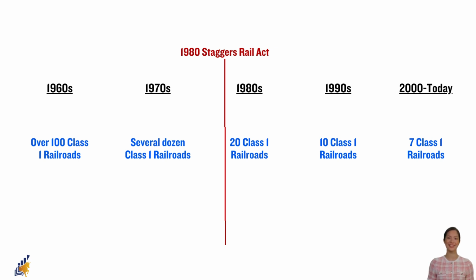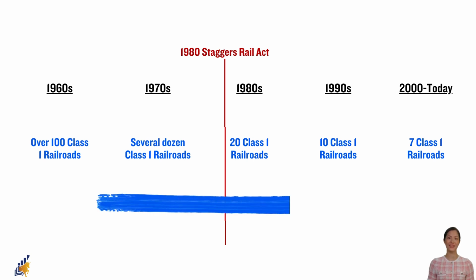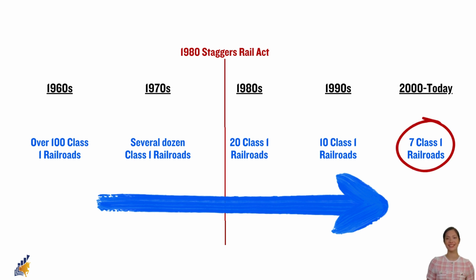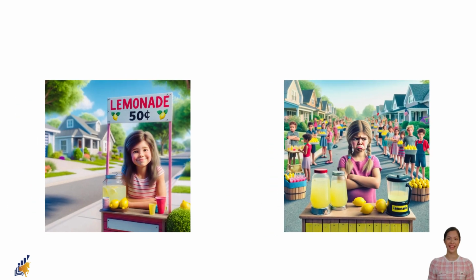In the 1960s, the United States boasted over 100 Class I freight railroads. By the 1970s, this number had dwindled to several dozen, and following the Staggers Act, the industry's consolidation pace quickened. Today, there are only 7 Class 1 freight railroads remaining in the US. This trend mirrors the lesson from our lemonade stand comparison in Lesson 5, Part 1 about income statements, where less competition equates to greater profits. Similarly, the reduction in the number of railroad companies has been particularly beneficial for Union Pacific, the nation's second-largest railroad company, illustrating a transformative impact on the industry that we will explore further.